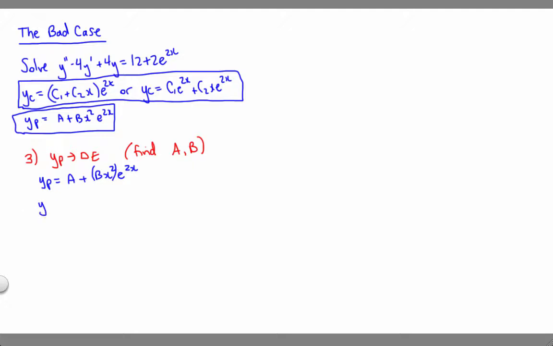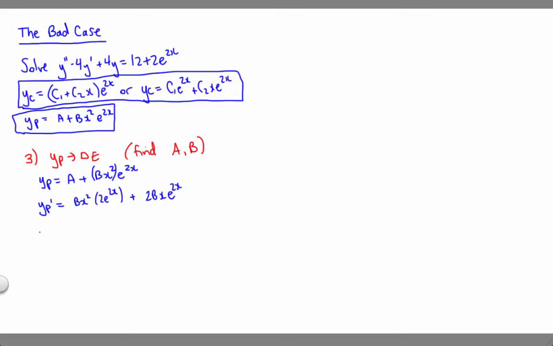Okay, so let's work out yp prime. A is a constant, so its derivative is 0. And then applying the product rule to the second term here, we'd have bx squared times 2 e to the 2x plus 2bx times e to the 2x.